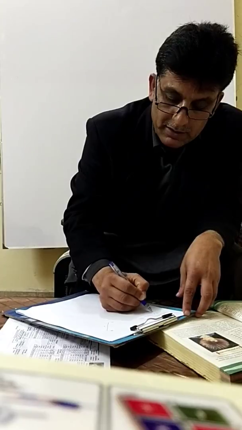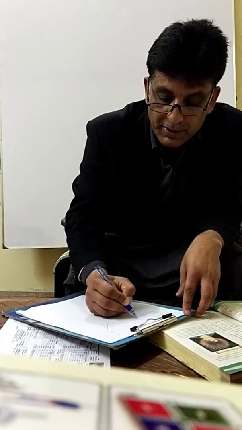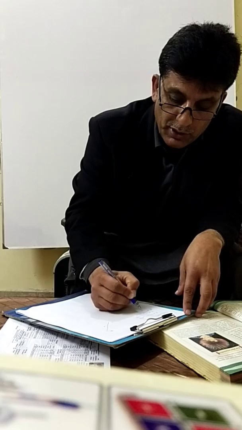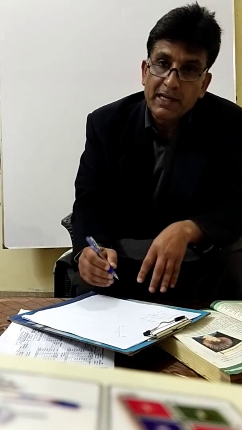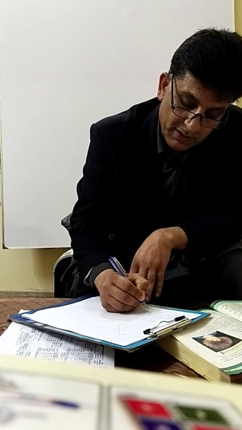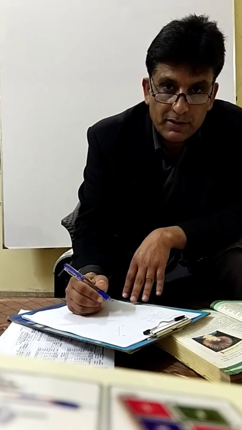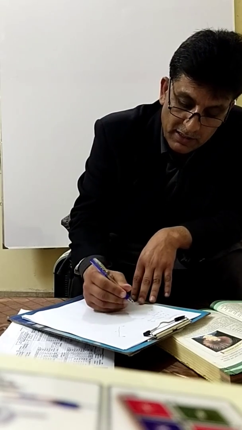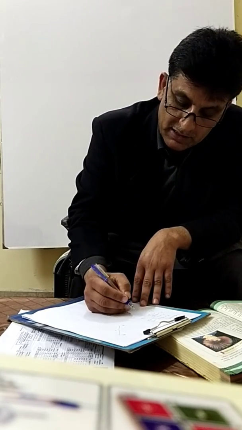F is directly proportional to the product of the charges. Second equation is F is inversely proportional to the square of the distance between them. Combining these two equations, F is proportional to Q1 Q2 divided by R square, where K is constant and its value depends upon the system of units and the medium between the charges.